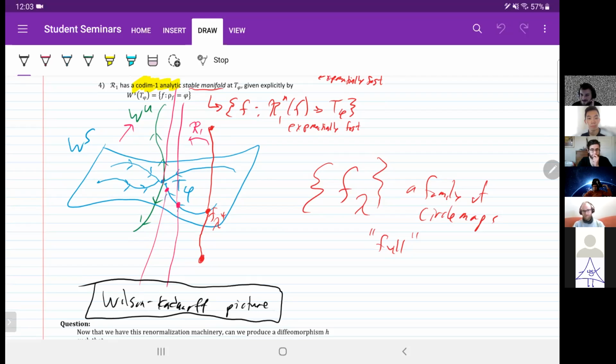Yeah. So if you have any other questions about renormalization, or you want to hear about how it works in physics, let me know. I'm always happy to talk about it.